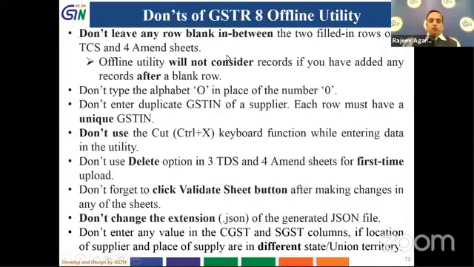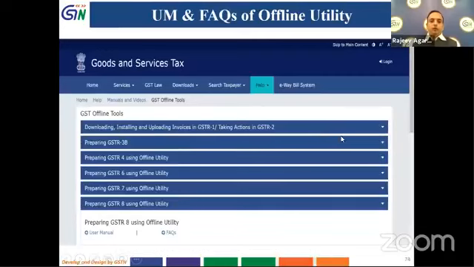Further, don't leave any rows blank, otherwise the utility will not consider those rows. Then don't type the alphabet O in place of the number 0. We have to be careful about that. We should not enter duplicate GSTIN. Then we should not forget to click the validate sheet button. We should not change the file extension of the generated JSON file. You have to be careful about that.